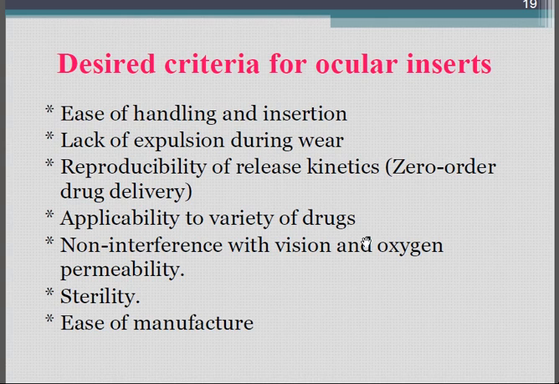The desired criteria are ease of handling and insertion. The best examples of ocular inserts are the minidisc and contact lens, which we see, right? That is also an example of an ocular insert. Other criteria are lack of expulsion during wear, high reproducibility of release kinetics, applicability to a variety of drugs, non-interference with vision and oxygen permeability, sterility, and ease of manufacture.